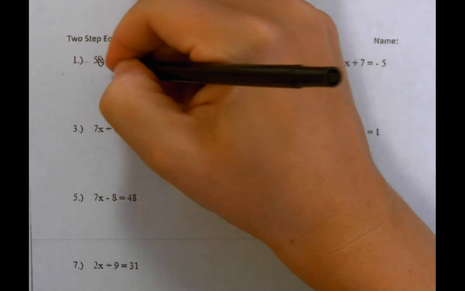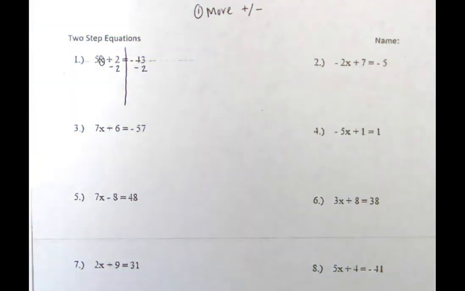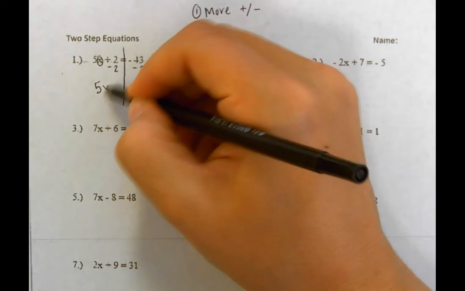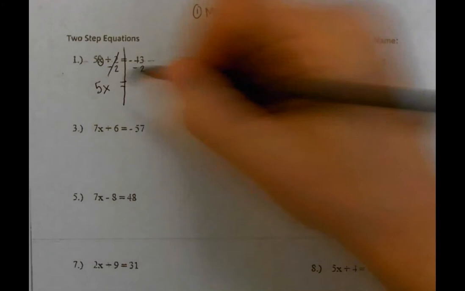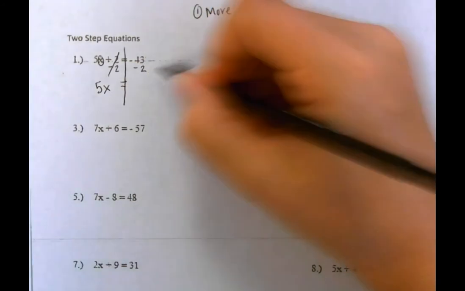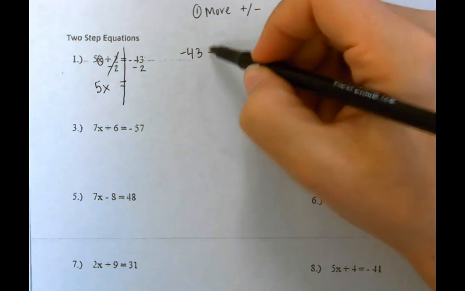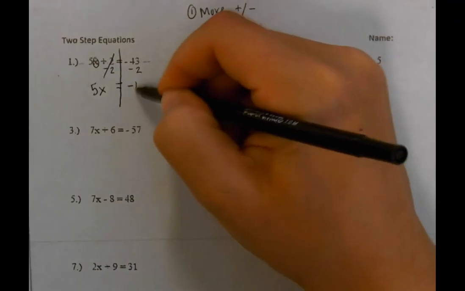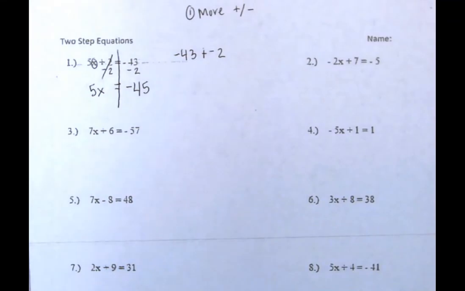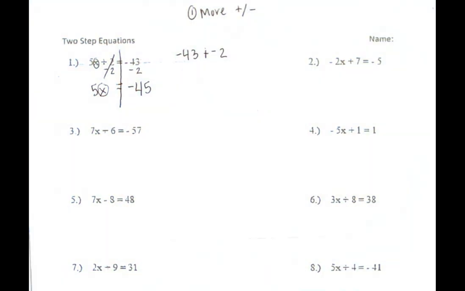I'm going to start by subtracting 2 from both sides. So that means I have 5x on this side because my 2 and negative 2 canceled. And then negative 43 minus 2, I could do keep, change, change, which is the same thing as negative 43 plus negative 2, which would give me negative 45. So I still don't have this x by itself. I'm closer, but I still need to get that x by itself.